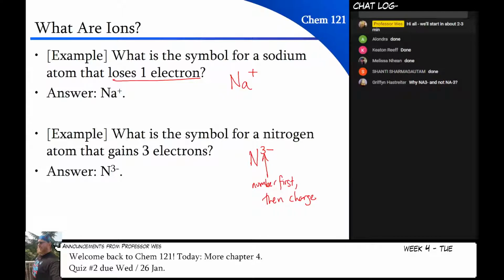Now if you write nitrogen -3, like this isn't NetHack, so it's not a cursed atom. Other scientists would recognize it with the charge first and then the number, but then they would laugh at you because, oh, you must be new. Because that's not what is done. So the number goes first and then the symbol. On Canvas, it's important that you do it in that order because it won't recognize it the other way and it'll mark you wrong.